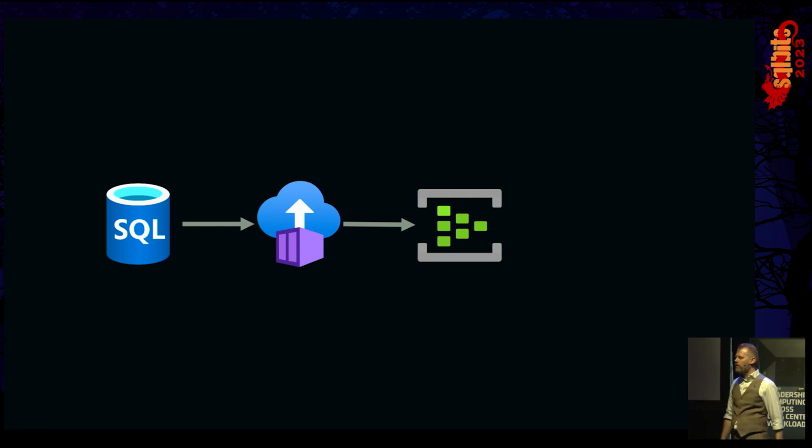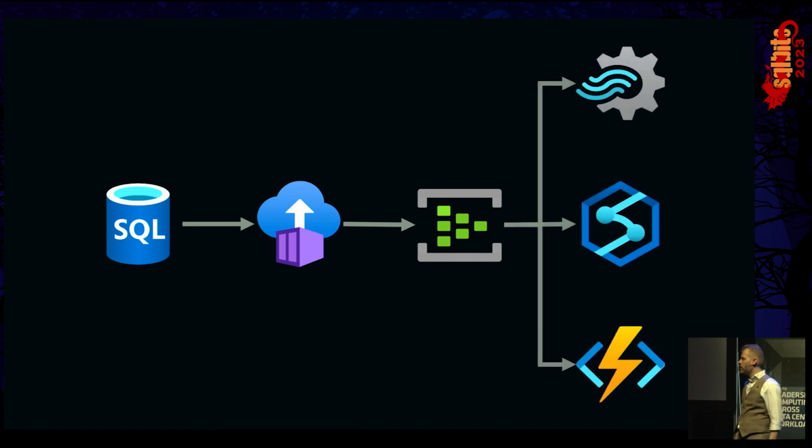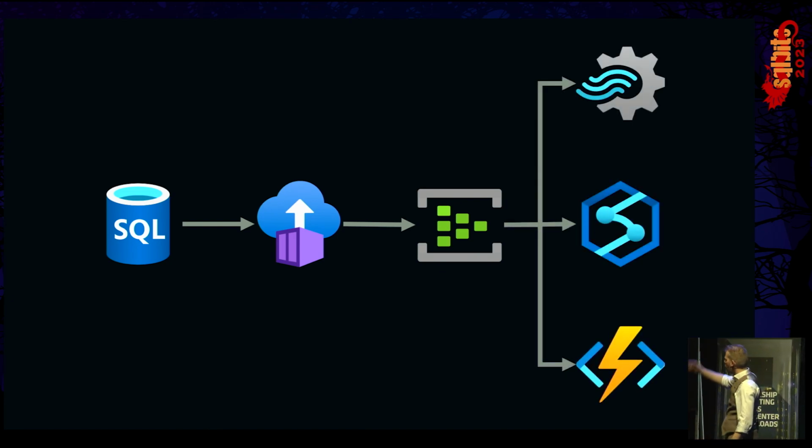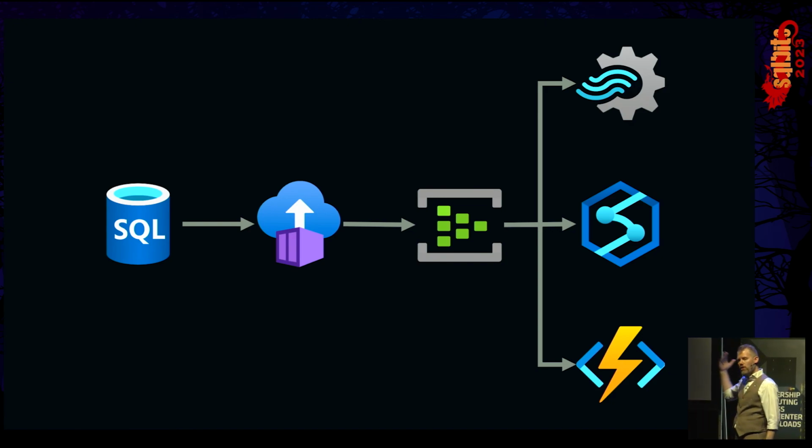I'm going to come back to Kafka in a bit. From here, the world's your oyster. You can do essentially what you want with this message. You can toss it into Stream Analytics if you want to. You can toss it into an Azure function if you want to. You can dump it into Synapse if you want to. And why choose? You can do all of these things at the same time.